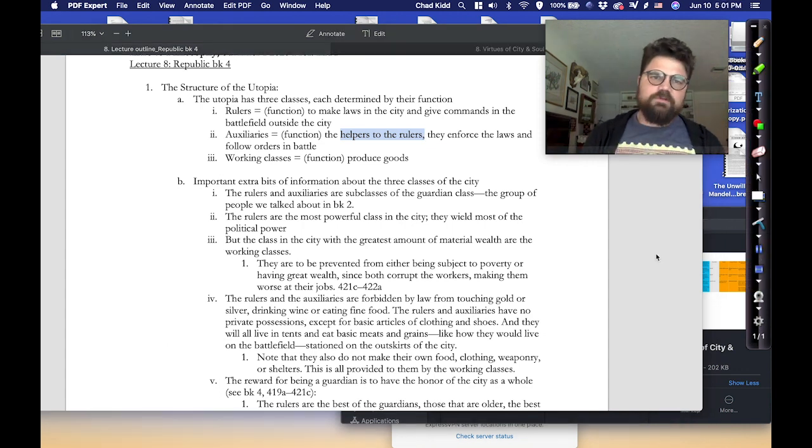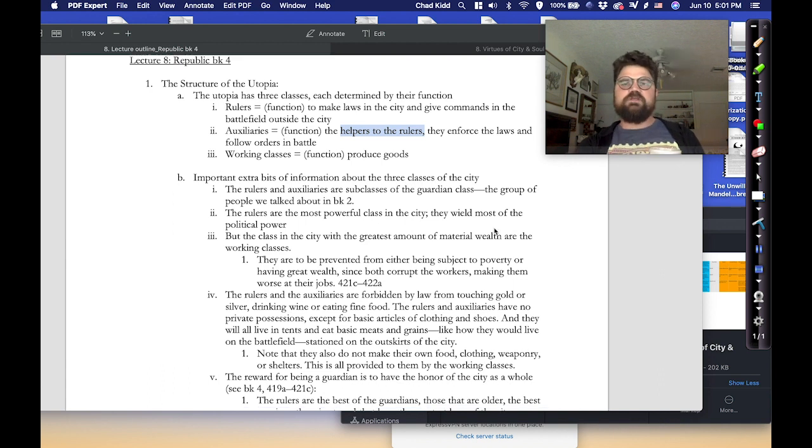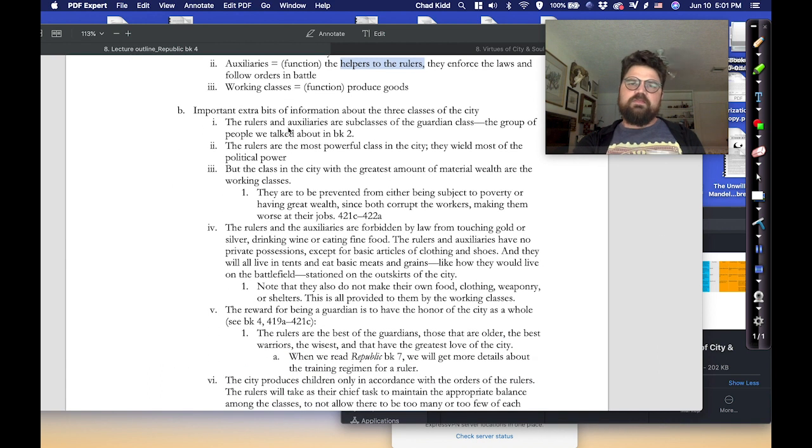But we would do well now to think about some other important bits of information about these three classes in the city, because there's a lot that we still need to know, right? So let's work through these points. The first, of course, I've already talked about how the rulers and auxiliaries are subclasses of the guardian class.